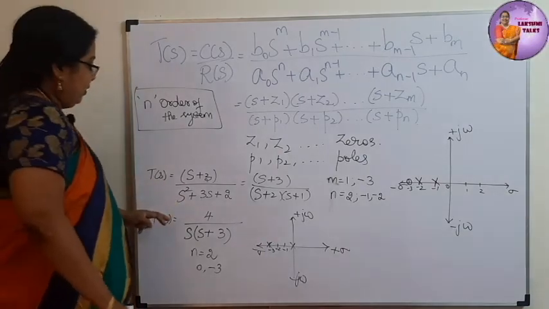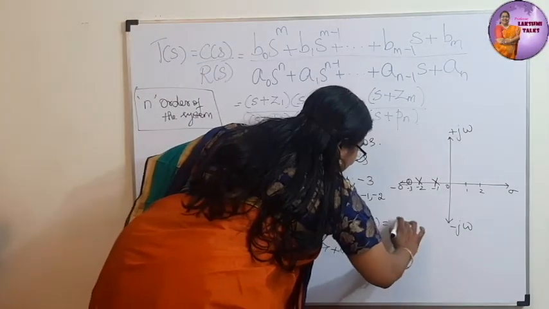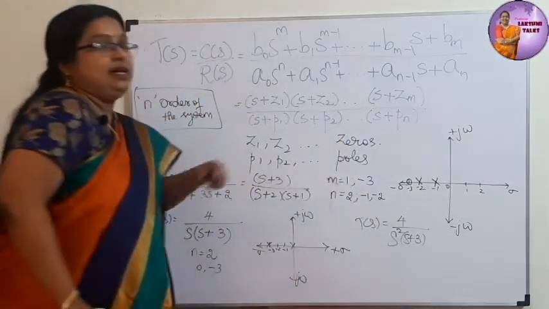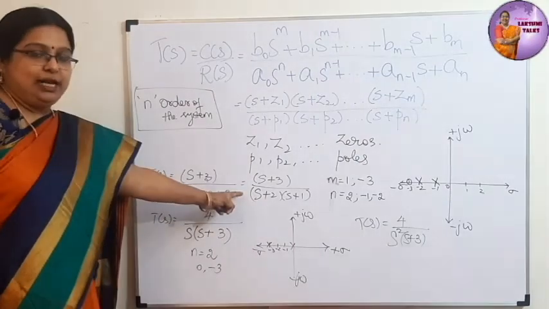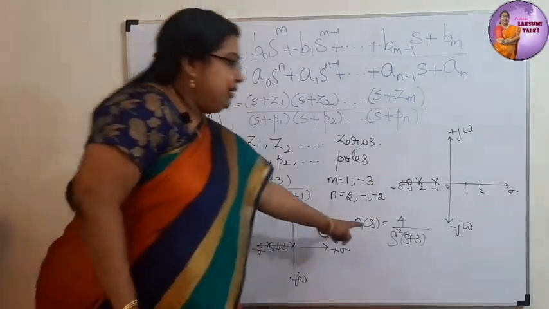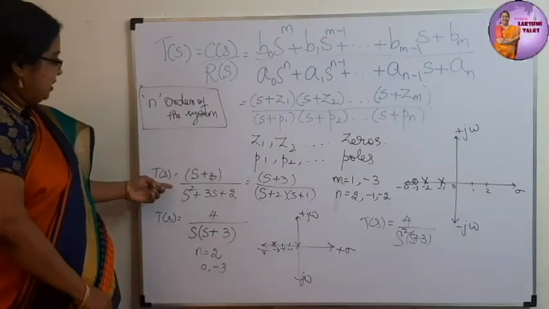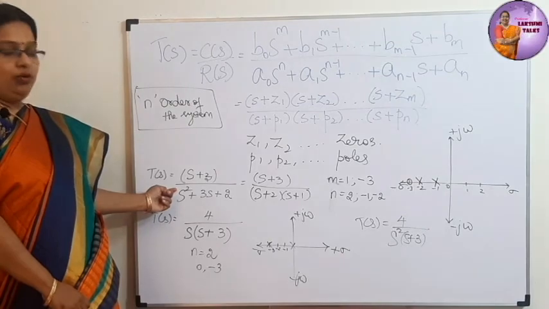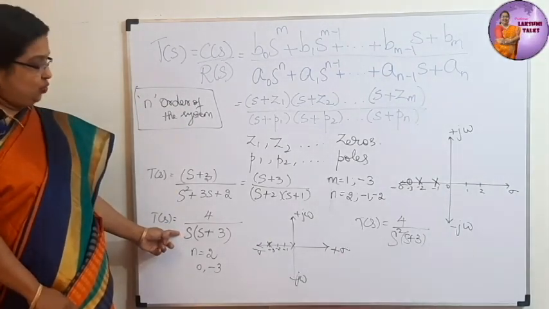If we have S square, if T of S is equal to 4 divided by S square into S plus 3, then this is a type 2 system, okay? This is an example of a type 0 system, this is a type 1 system, and this is a type 2 system, okay? This transfer function is type 0 but order 2, okay? And this is type 1 order 2, okay?